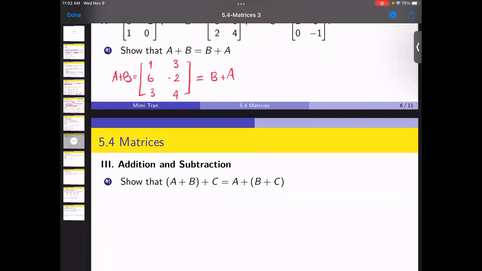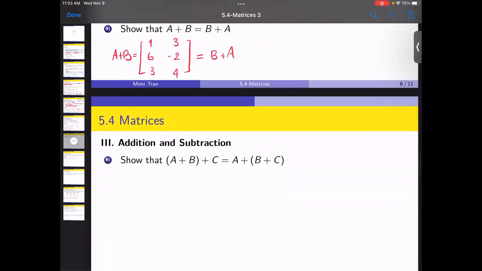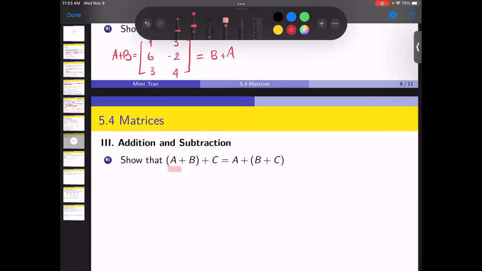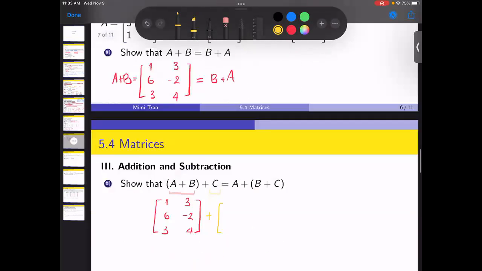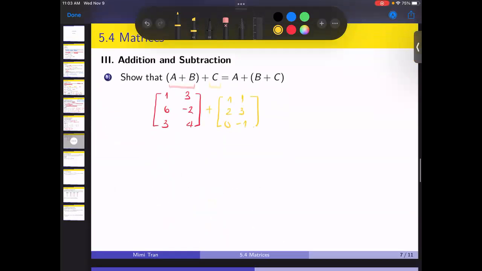Show that A plus B plus C is the same thing as A plus B plus C. All right, A plus B. We have A plus B. It's up there, part A, right? Let me copy down A plus B, which is 1, 3, 6, -2, 3, 4. And then maybe I'll use yellow for C. It's C: 1, 1, 2, 3, 0, -1. All right, add them together. What you got?